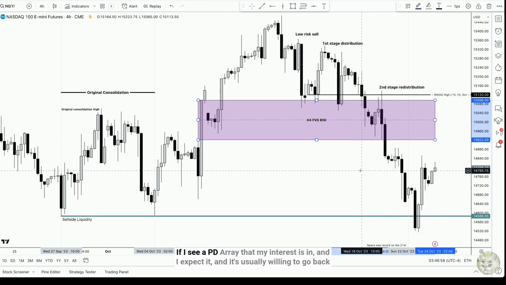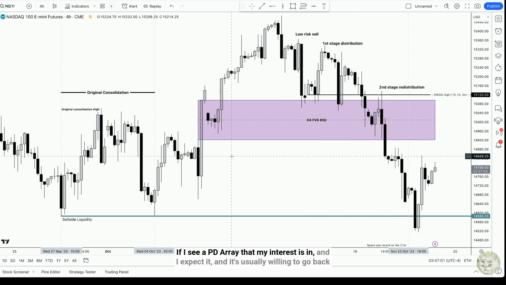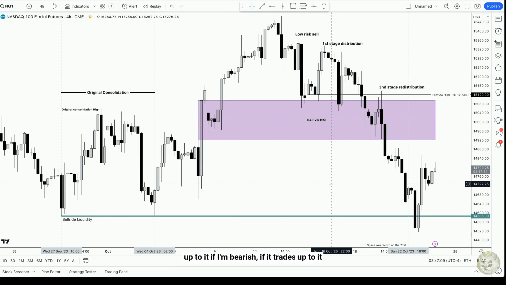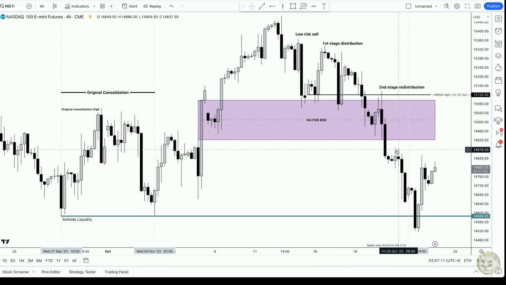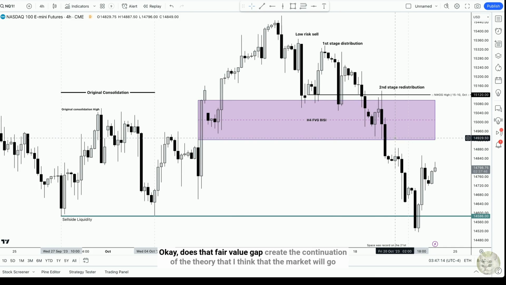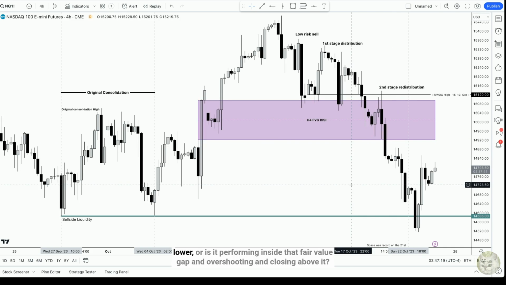If I see a PD array that my interest is in and I expect it, and it's usually willing to go back up to it if I'm bearish, if it trades up to a fair value gap, does that fair value gap create the continuation of the theory that I think the market will go lower? Or is it performing inside that fair value gap and overshooting and then closing above it? There's a decision to be made there. But what happens, and what did I say, if a PD array can't even be reached?